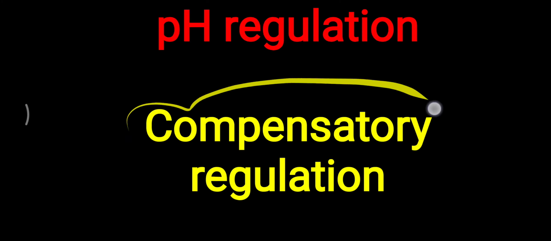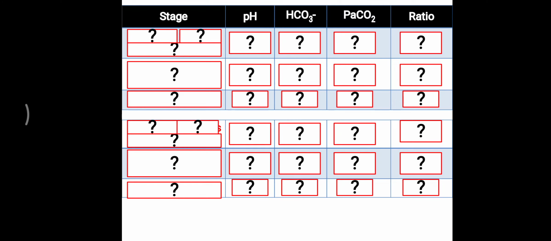Hello friends, today we will learn how this compensatory mechanism works in acid-base disorder, or in pH regulation. First of all, we will look at which kind of acid-base disorder it is and how to identify it. Simply, if pH is lower than the range of 7.35 to 7.45, it is an acidosis. Now how to identify whether it is metabolic or respiratory?